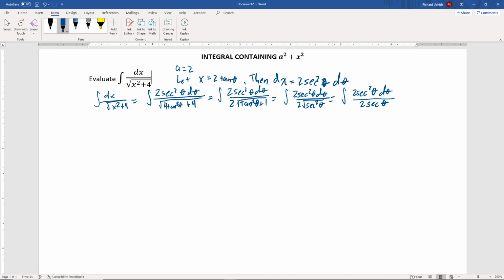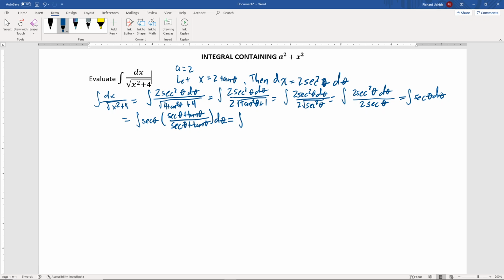which, the 2's cancel, secant of theta is cancelled, so this would be the integral of just secant of theta d theta. Now to find the integral of secant of theta, we're going to use a little trick where we multiply the top and bottom by secant of theta plus tangent of theta. So we'll have the integral of secant of theta, multiplied by secant of theta plus tangent of theta over secant of theta plus tangent of theta, d theta. You might be thinking, why are we doing this? Doesn't this make it unnecessarily complicated? Well, you'll see the reason why, so just trust us.